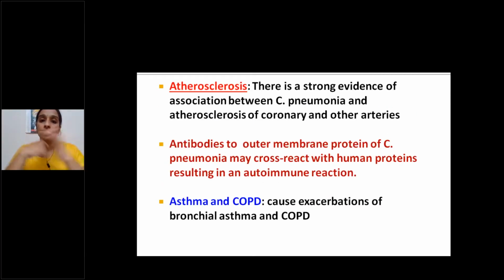Next, a small important point: atherosclerosis. There is strong evidence of an association between Chlamydophila pneumoniae and atherosclerosis of coronary and other arteries. This is an autoimmune disease. So, what is autoimmunity? Immunity against self-antigens. See what happened: antibodies produced against the species-specific outer membrane protein of Chlamydophila pneumoniae may cross-react with human proteins, meaning some antigenic sharing is there. That is why they can cause an autoimmune reaction.